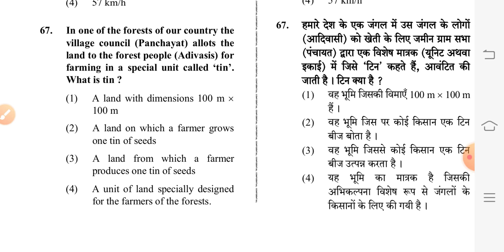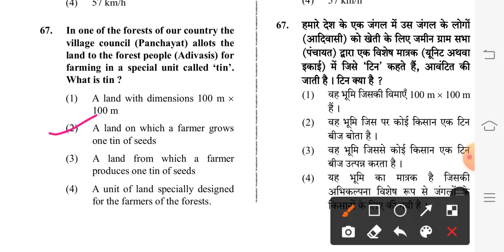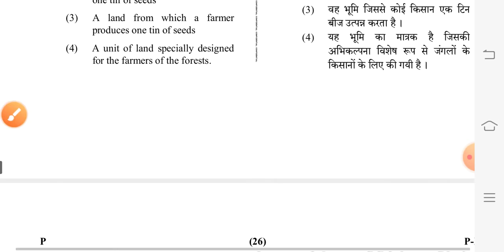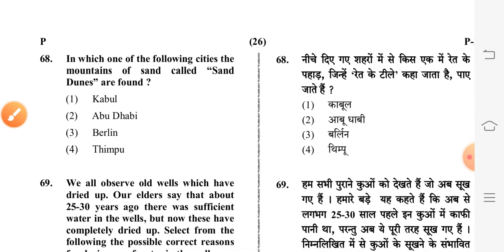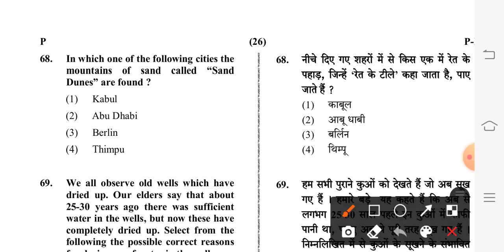Second option is correct. A land on which a farmer grows 1 tin of seeds. In which of the following cities the mountains of sand called sand dunes are found? Option number 2, Abu Dhabi.